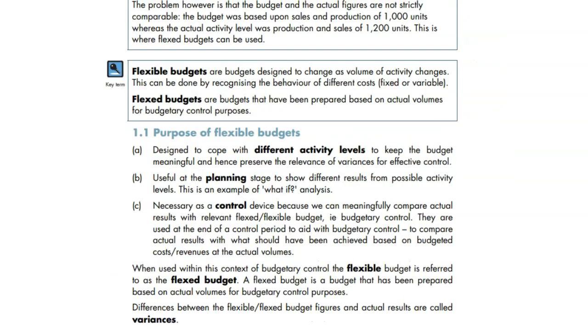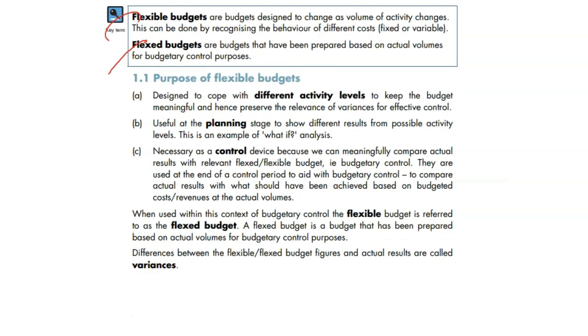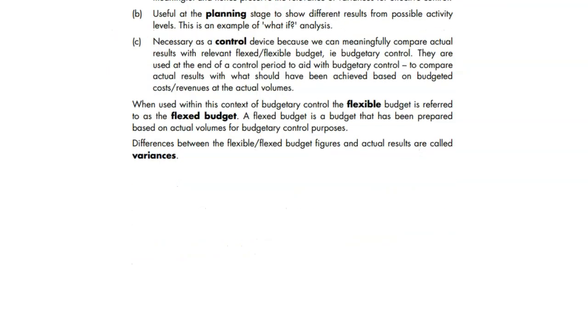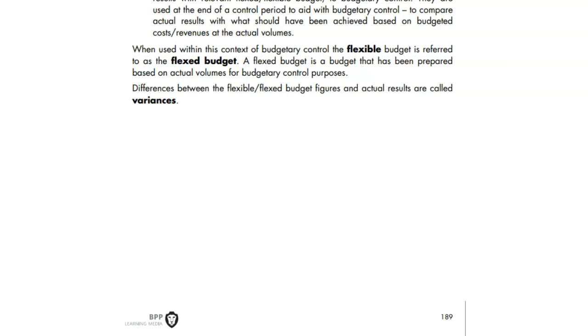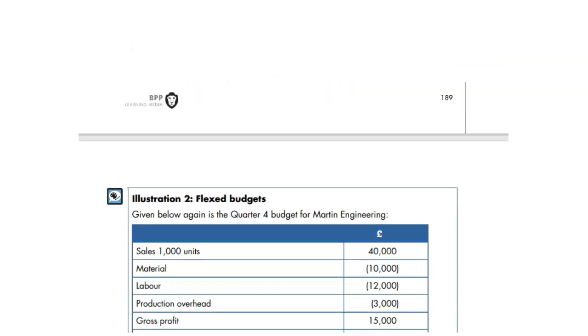Just stay focused. There is fixed budget and flexible budget. Both of these are the same. Why do you do the flexible budget? Because at different levels of activity, we need to work it out for planning, control, and decision making. Even they are telling us here, when used within the context of budgetary control, flexible budget is referred to as flexed budget. Flexible and flex is the same thing.